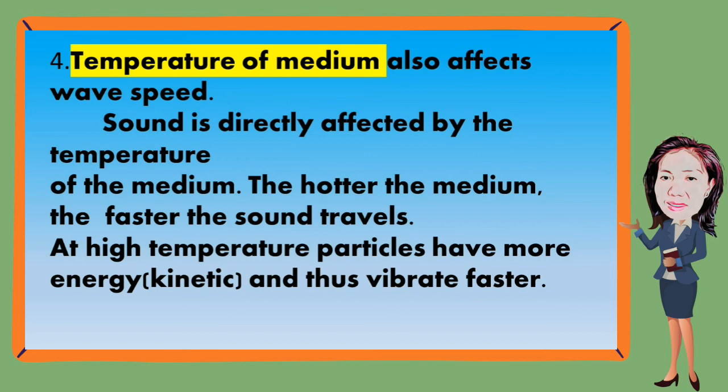Why? Why is it that it is faster to transmit sound in a high temperature? We all know that a high temperature makes the particles gain kinetic energy. So the higher the temperature, the higher its kinetic energy, meaning the higher the temperature, the movement of the particles is higher also, the more that they are vibrating. So if they are moving, they can transmit the sound easily because they are moving.